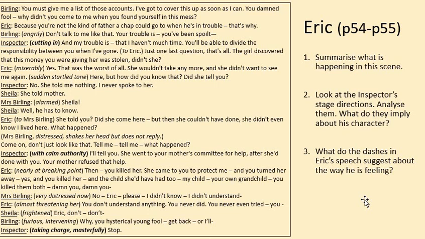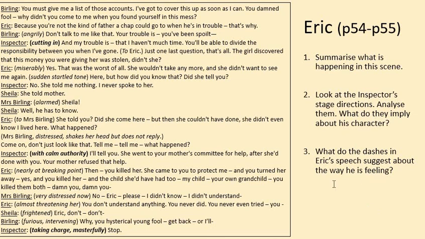And again, that calm authority, and at the bottom here, taking charge masterfully. It doesn't say that he's shouting. It doesn't say that he's speaking particularly loudly. He just has this kind of calm, authoritative manner that you don't want to mess with.